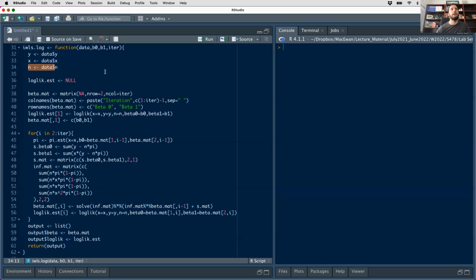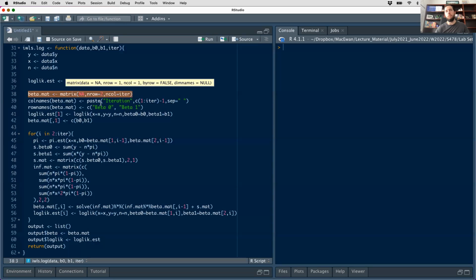All right. The next thing I did was open a null vector to store my log likelihood values. Then I created a matrix to store my coefficients for B0 and B1. Okay, so this is similar to what we saw before. So this is a 2 by number of iterations matrix. So I'm going to put B0 estimates in the first row, B1 estimates in the second row. I labeled the columns, so I have the iteration number on the column, and I labeled the rows so I know which parameter I'm estimating.